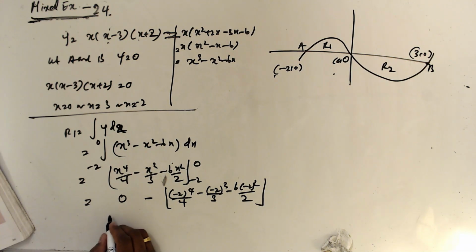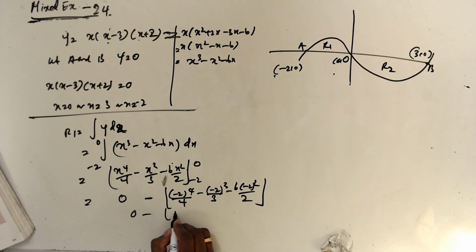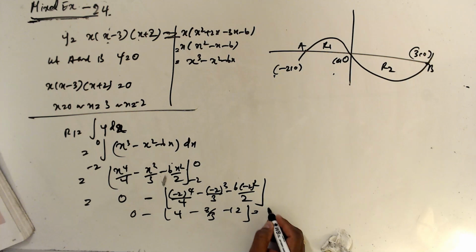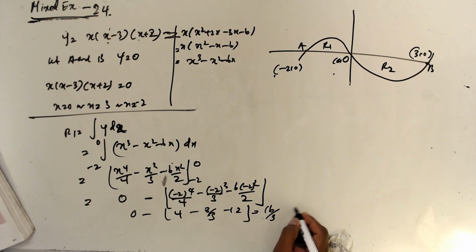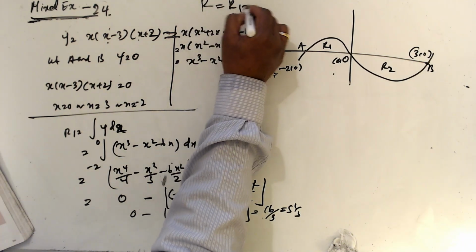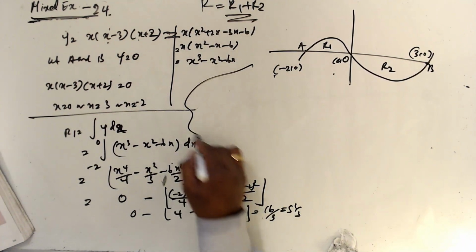So this is going to be 0 minus 4 minus 8 over 3 minus 12. So that is 5 1 over 3, or 16 over 3. So now this total area means R1 plus R2. Now we need to find R2.